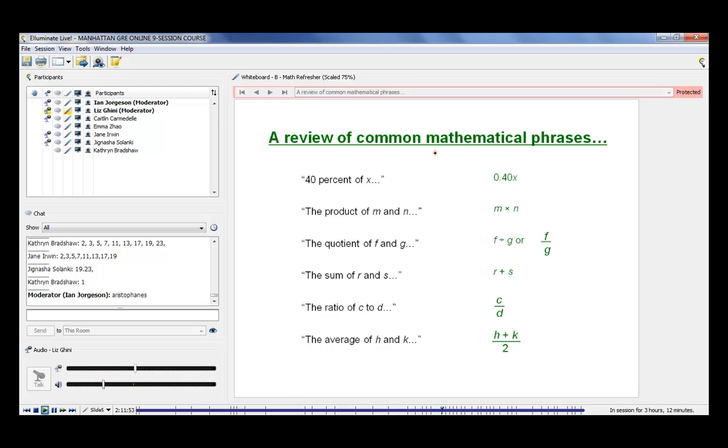Common mathematical phrases. You need to be able to translate what they mean. They're using the mathematical language. 40% of x just means times 0.40x. The product of m and n.